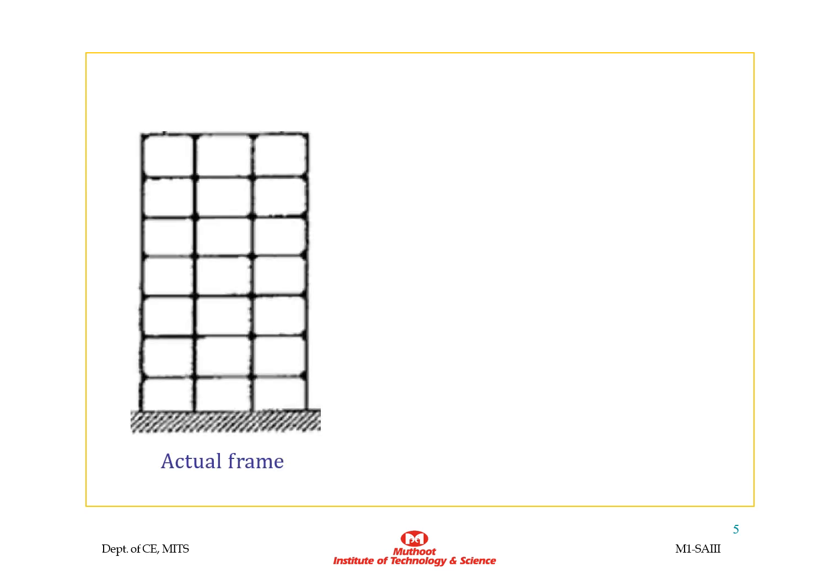Let us consider a G plus 6 frame. We are going to analyze this frame using the substitute frame method. As I mentioned earlier, the analysis using the substitute frame method can be made floor by floor. For analyzing one floor, we are going to find a substitute frame for that particular floor. Suppose we are going to analyze this particular floor. So first of all, we are going to draw the substitute frame for that particular floor.